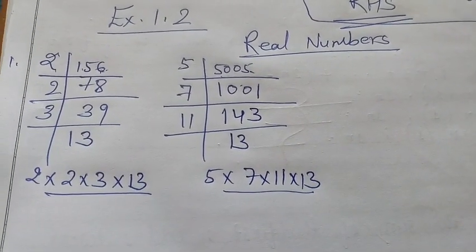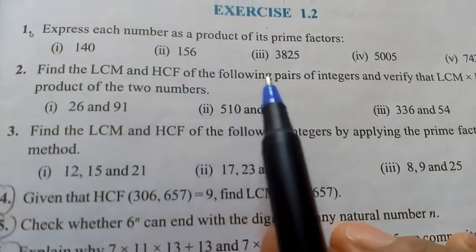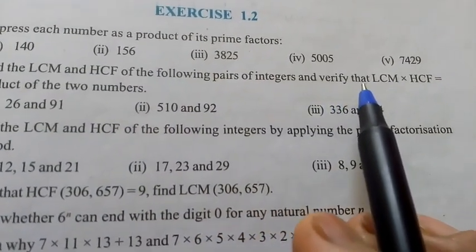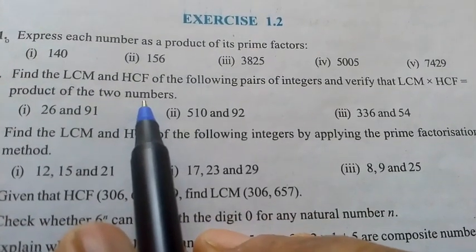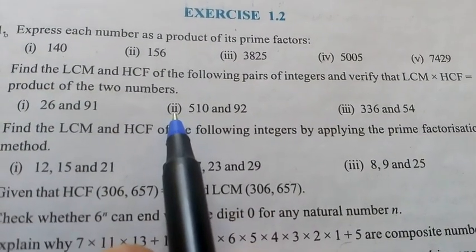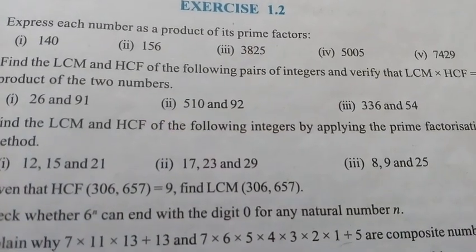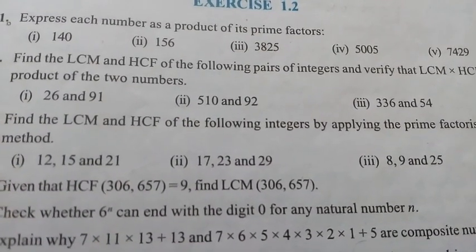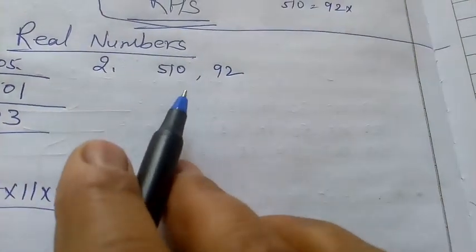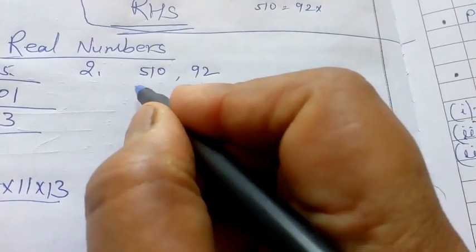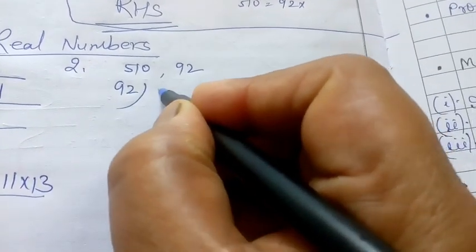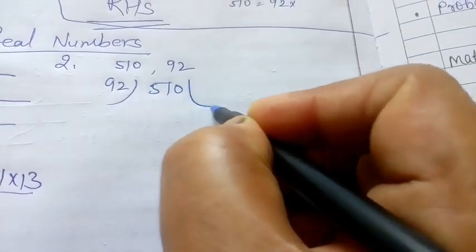Question number 2. Find LCM and HCF of the following pairs of integers. Verify LCM into HCF is equal to product of two numbers. In this, I am taking the second example, second question, 510 and 92. You can find the HCF and LCM by any method. So I am using long division method of finding HCF.